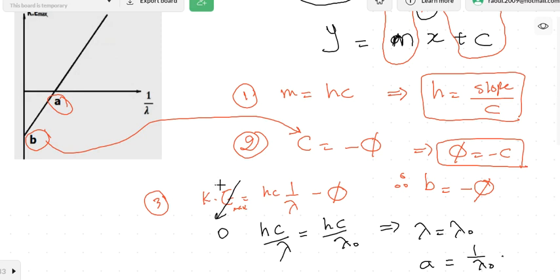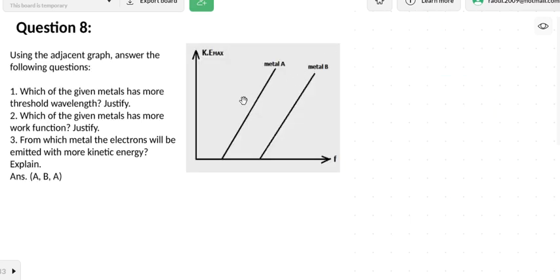Okay, I feel it's very easy and very clear now. Now let us solve some questions together as application on these graphs. Here I see question number 8. Let us read the question together. Using the adjacent graph, answer the following question. I see here in front of me two graphs, two metals, metal A and metal B. He's asking me in part 1 which of the given metals has more threshold wavelength.